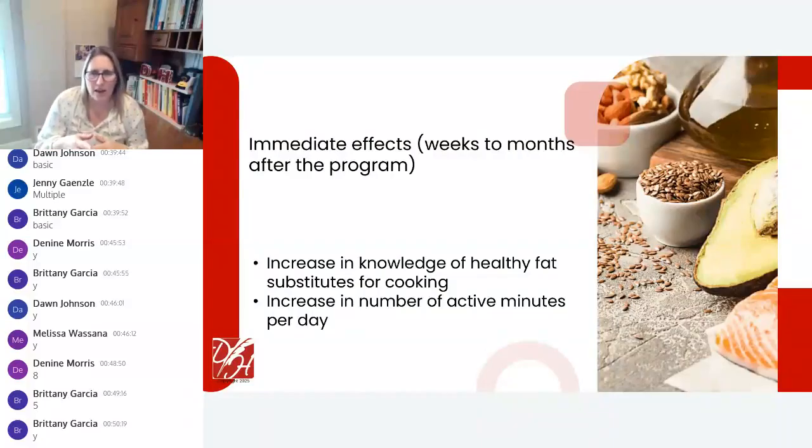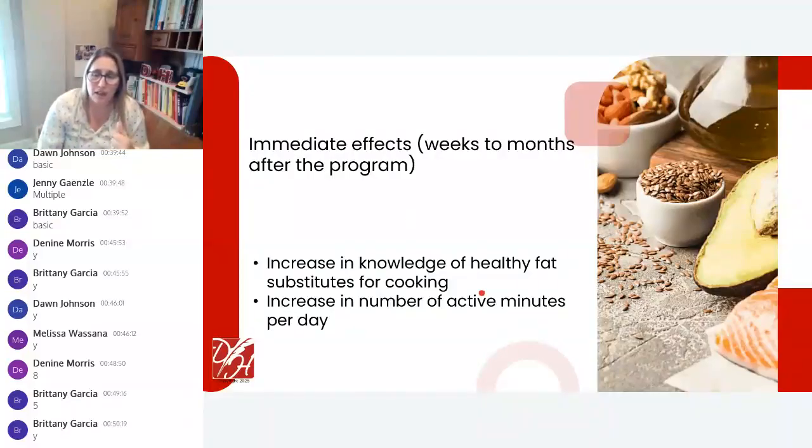When we think about our outcomes on the screen, this is an example of short-term. Things that are happening in the weeks to maybe month 1 or 2 after a program or a project takes place. In my example, it might be that there was an increase in knowledge self-reported by participants related to the healthy fat substitutes for cooking. It could be that either maybe the trainer, so the staff, or the participants self-reported an increased number of their active minutes per day. So we'd have data that would be informing what did we achieve. One was an increase in knowledge. One was an increase in behavior.